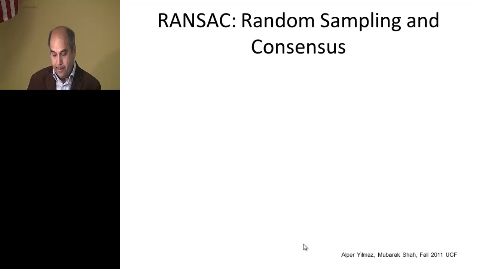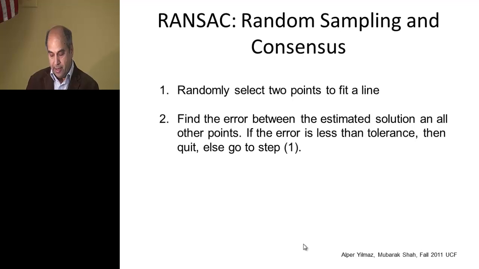So now RANSAC is the method which looks at it differently, with random sampling and consensus. The idea is that we select randomly 2 points from the endpoints and fit a line. We find the error of that line from the rest of the points, and we note that. Then we again randomly sample another 2 points, fit a line, find the error from the rest of the points, and note that down. We keep doing that, and whichever gives the minimum error, that's the solution.